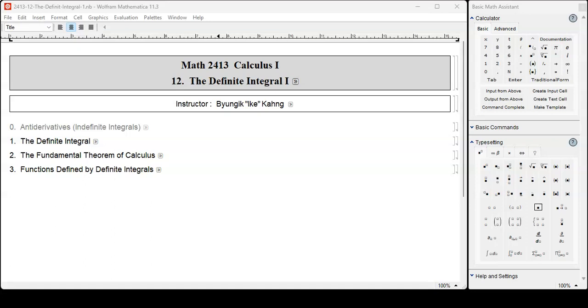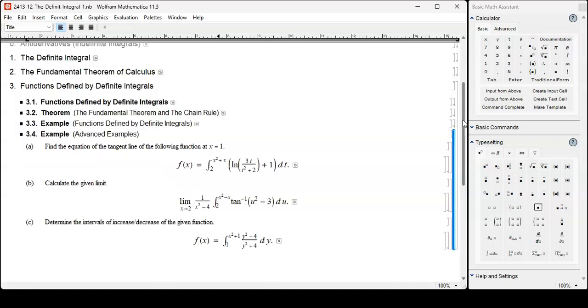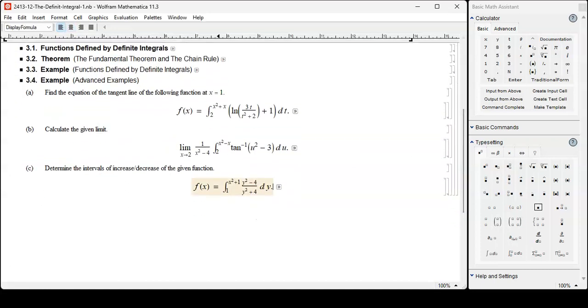Hello students, welcome back. Let us resume our discussion in section 3. We only have one more problem left, and this one is the hardest of the bunch. Determine the intervals of increase and decrease of the given function.